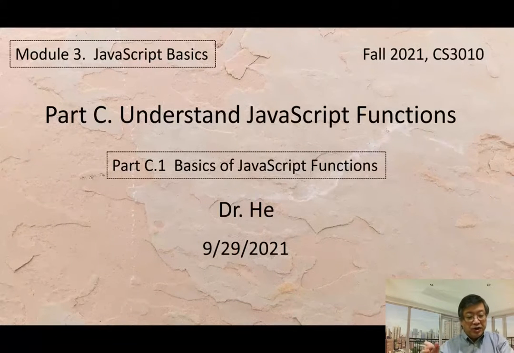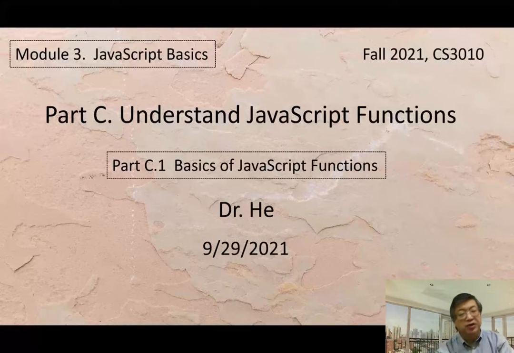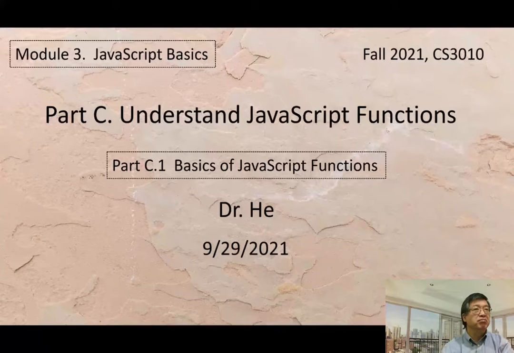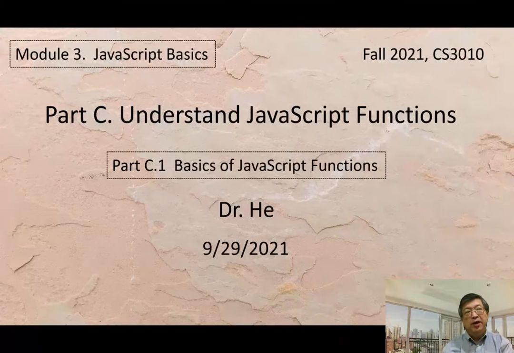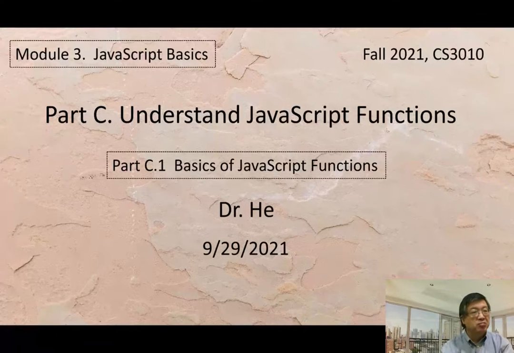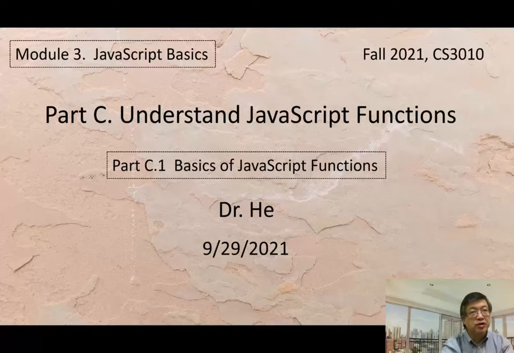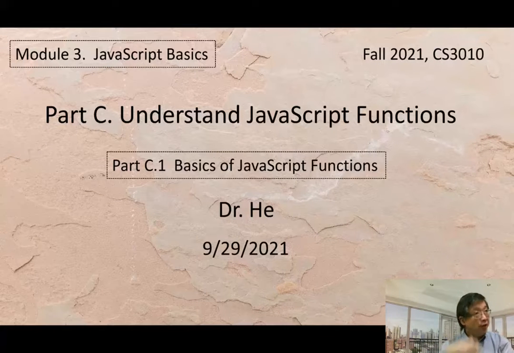Today we start part C of Module 3, Understand JavaScript Functions. We have used several JavaScript functions in some examples. It is pretty straightforward to use, but there are some basic concepts. If we learn those basic properties and concepts about JavaScript functions, then we can understand better when we use them.